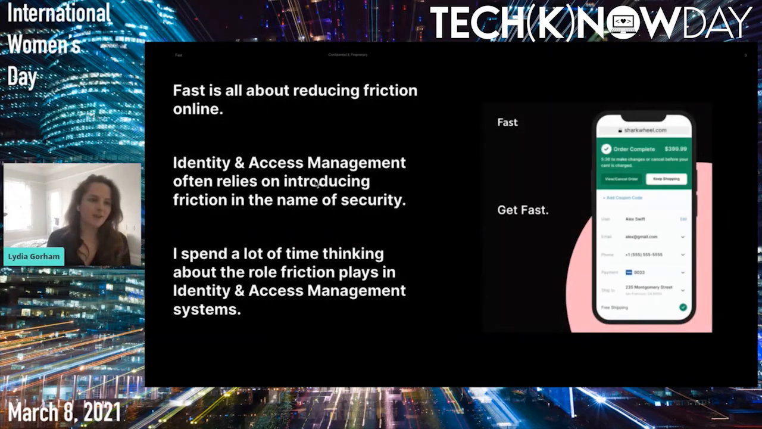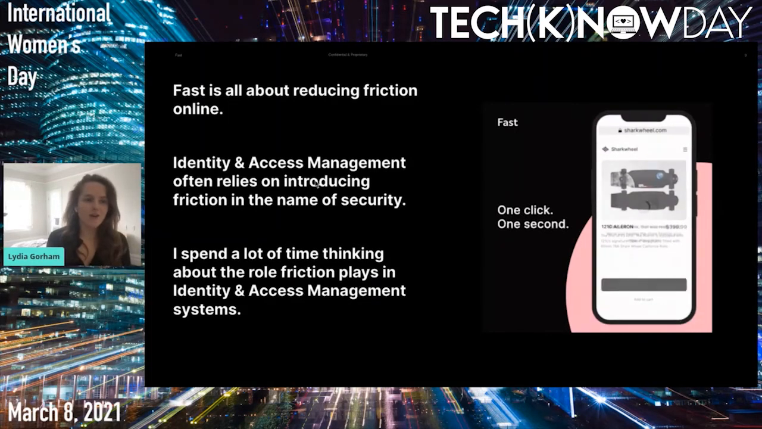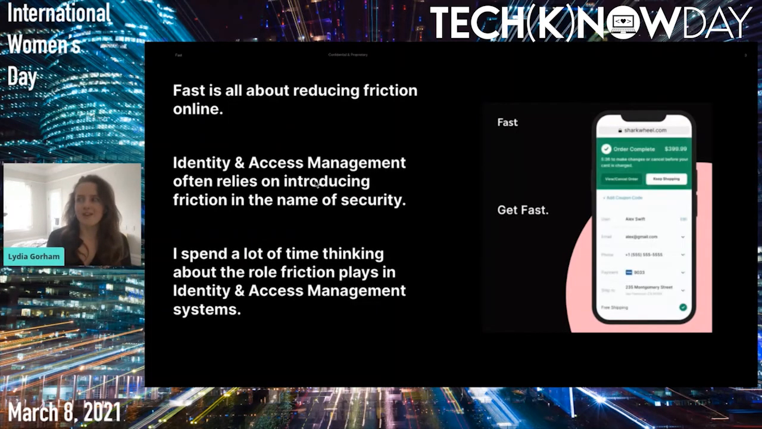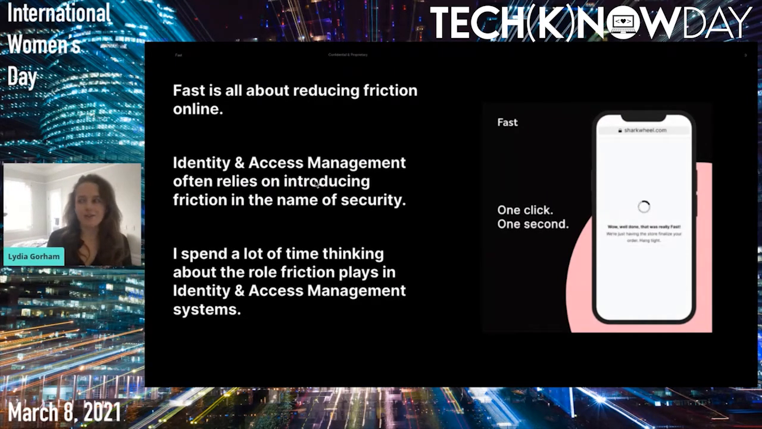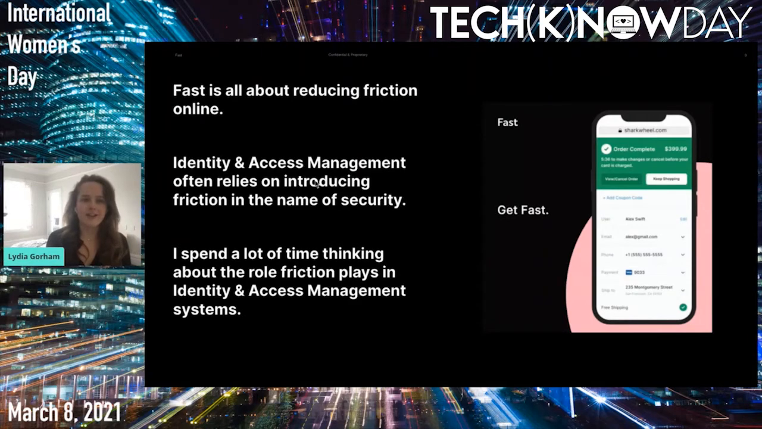So FAST is building a one-click checkout and login product. At the core of all of this is a motivating factor of reducing friction online. On the other hand, identity and access management often relies on introducing friction in the name of security.